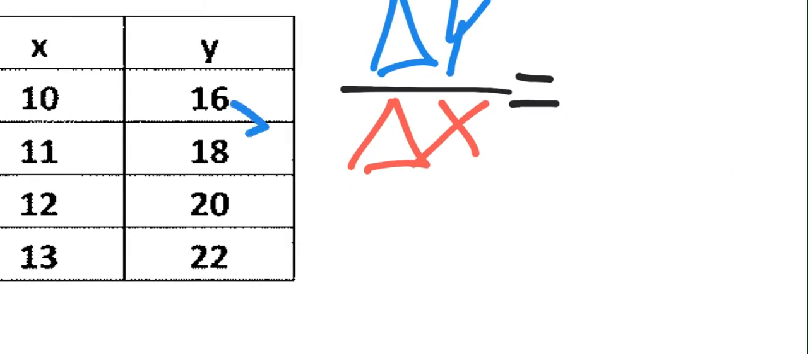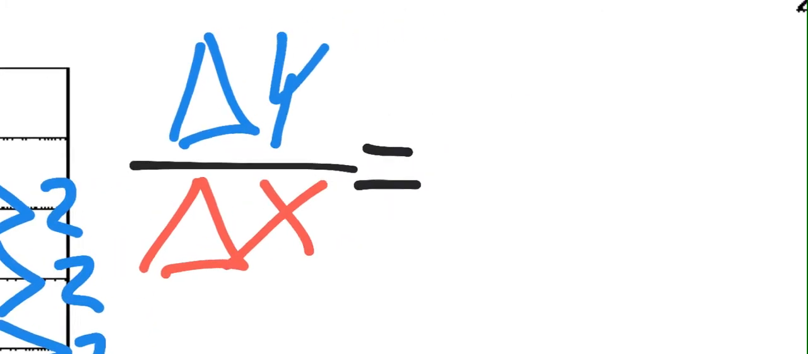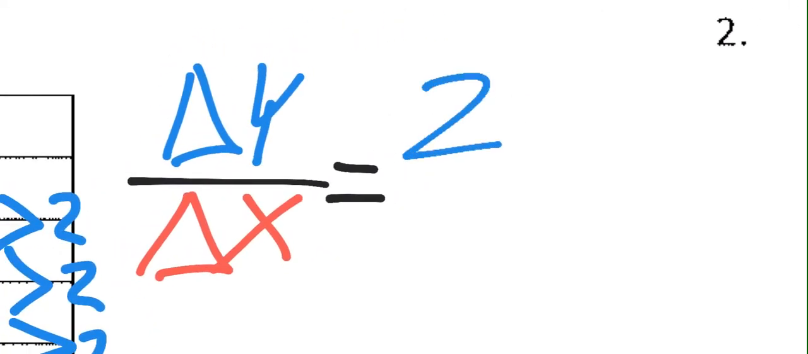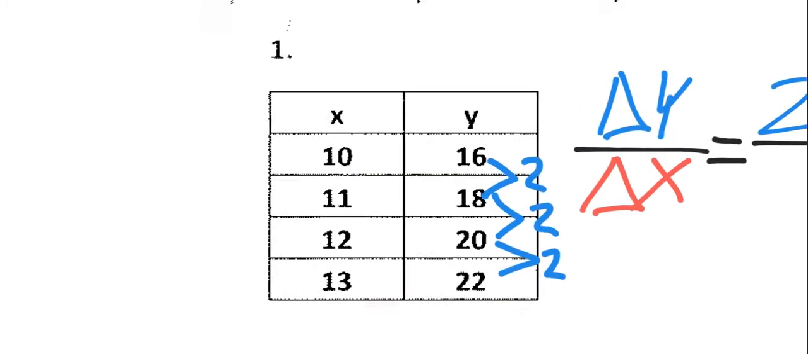Between 16 and 18, we've changed by 2. 18 and 20, we've changed by 2. 20 and 22, we've changed by 2. They're not always going to be the same thing. We'll talk more about why they're different later, but for now, we're just checking to make sure they are the same thing. There's my 2 right there for how much y has changed by.